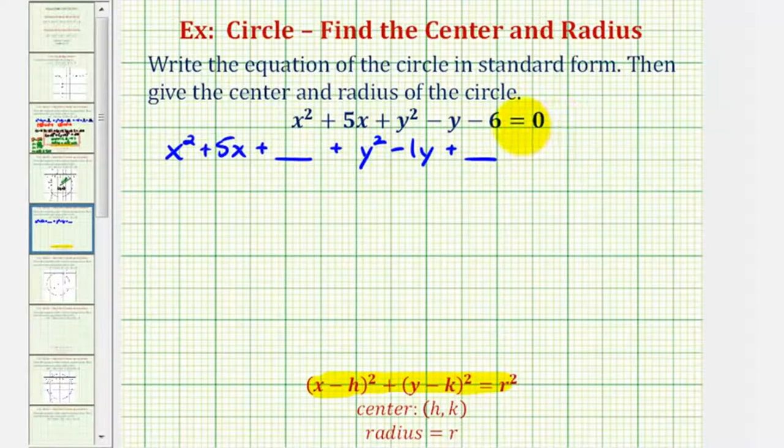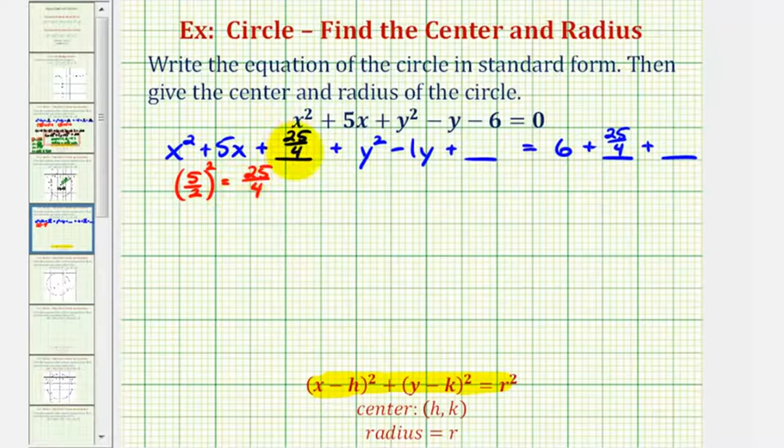Let's add 6 to both sides to move the constant to the right, so we'll have equals positive 6. Again, because we're adding two constants on the left side, we'll have to add two constants on the right side as well. This will help to remind us. Now to complete the square on the x part, we're going to take half of the coefficient of x and square it. It's important to show this work, and I'll show why in the next step. So we're going to take half of 5, which would be 5 divided by 2, and then square it. So we're going to square the top and square the bottom. That'll be 25 fourths. So we're going to add 25 fourths here, as well as on the right side.